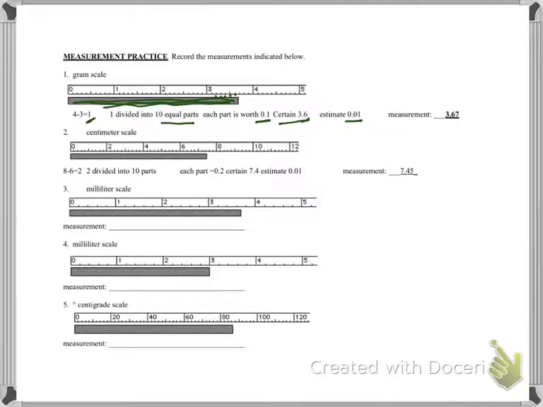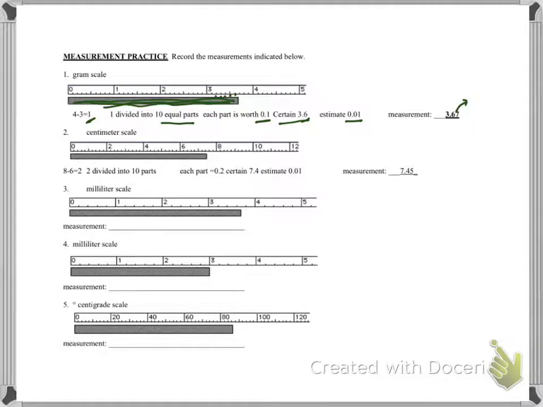And if you look closer, then I put this as 3.67. The point is that the measurement should have some estimate at the end. 3.6 we were certain, so we're going to put one extra for the estimate. That's what makes the measurement.